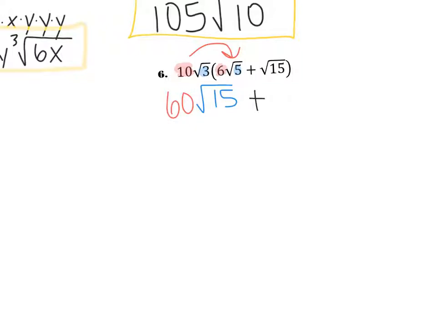I'll bring down my plus, and I'm going to start distributing to the second term. Now when I look at the coefficients, I'm still going to use the 10, but this time the coefficient in front of the square root 15, I don't see a number there, so we know it's automatically assumed that it's a 1. So I am going to multiply 10 times 1, just 10. And then when I look for the radicand, I'm going to multiply 3 times 15, which is 45.